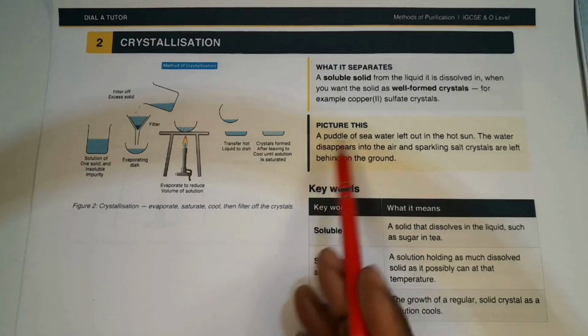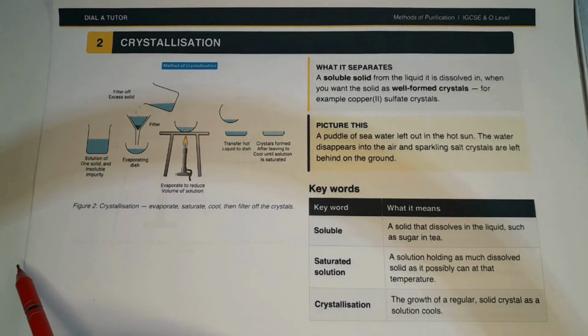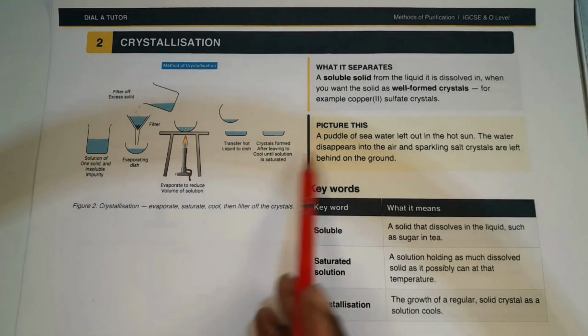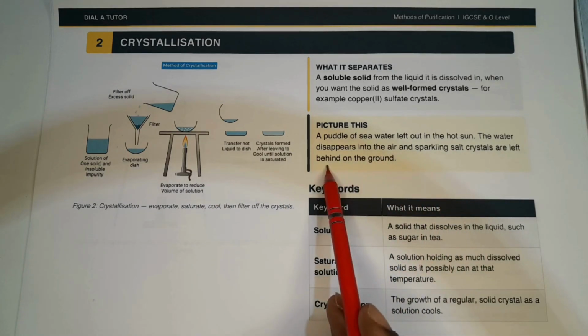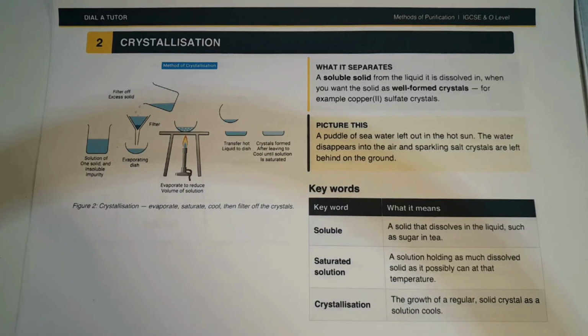Now, picture this. A puddle of seawater left out in the hot sun. The water disappears into the air and sparkling salt crystals are left behind on the ground. That would have been a form of crystallization.